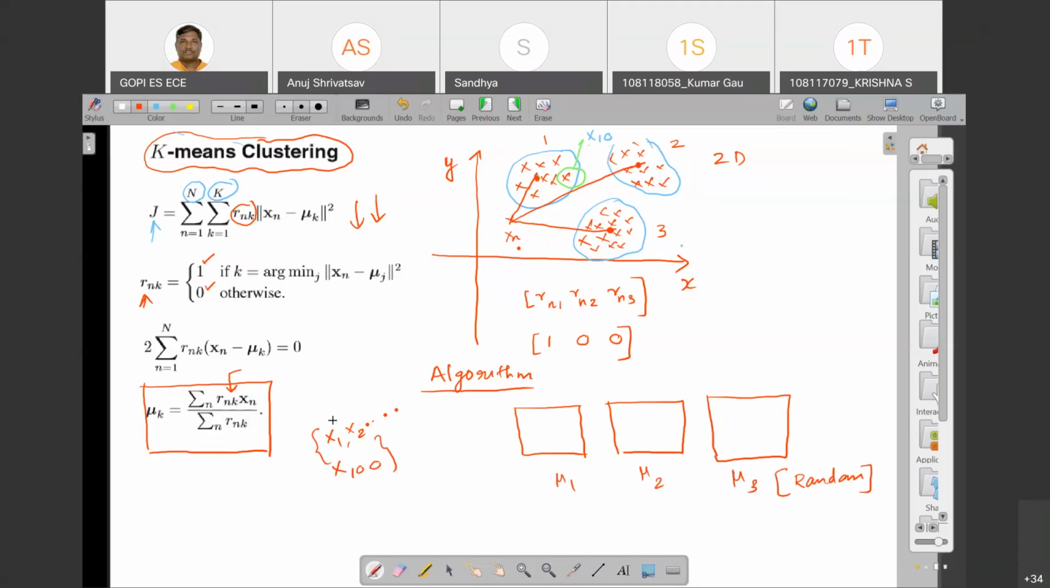Then you are going to take the vector x1, and find out the distance between this x1 with mu1, x1 with mu2, and x1 with mu3, right? And you are going to find out whichever is minimum. Suppose the distance between the vector x1 with mu2 is minimum, you are going to put this vector in this bin, x1 here, and take the second vector, you put it in the corresponding box.